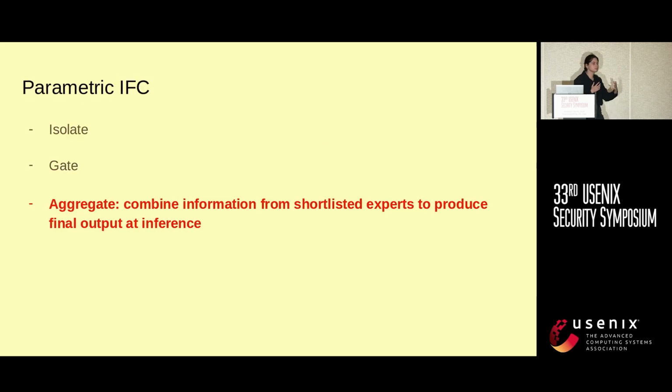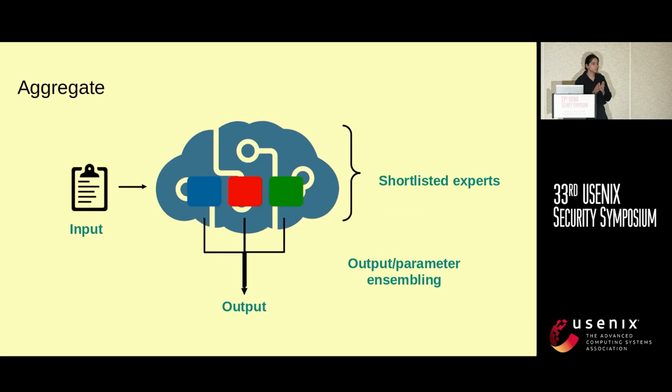And then the final step is aggregation. The idea of aggregation is to combine information from different shortlisted experts to produce one final output. We do this in two different ways. One way is, once you have your K experts, you run the user's input through all K experts and then combine the output vectors at the end. That is called output ensembling.